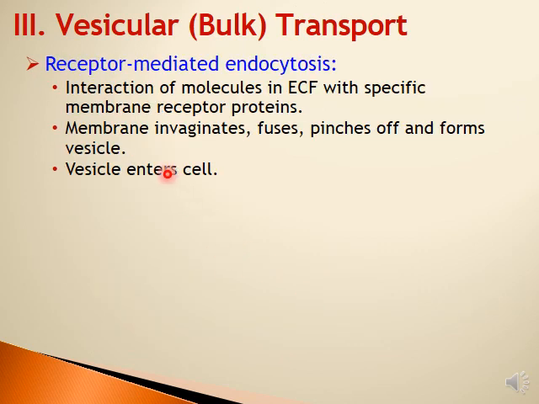If the process is specific and mediated by receptors, it is receptor-mediated endocytosis. There is an interaction of the molecules in the extracellular fluid with the specific membrane receptor proteins. The membrane invaginates, fuses, pinches off, and forms a vesicle. The vesicle will enter the cell. It is similar to the previous process, except that this one is more specific because the molecules in the extracellular fluid will bind to receptors on the cell membrane to trigger the endocytosis.